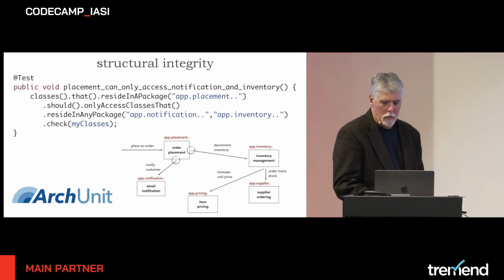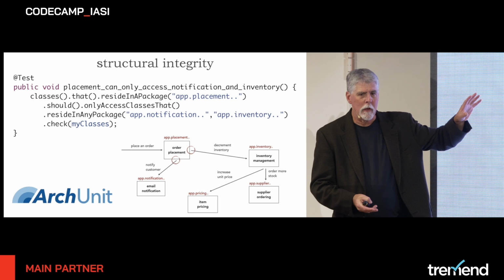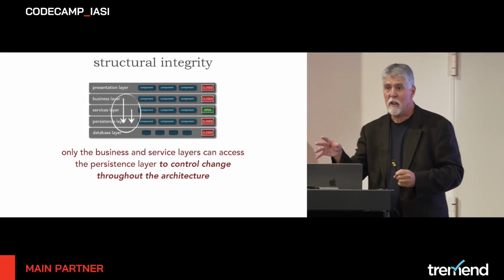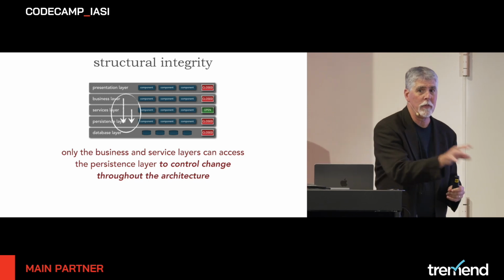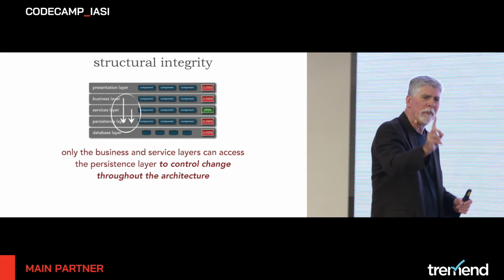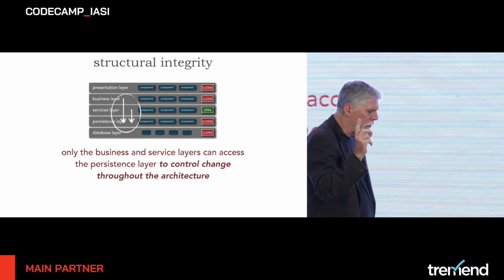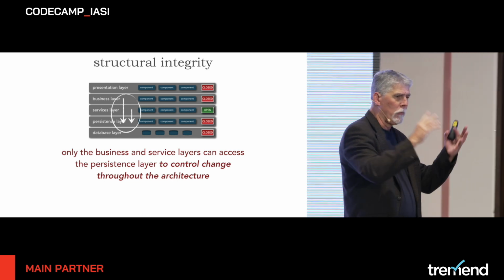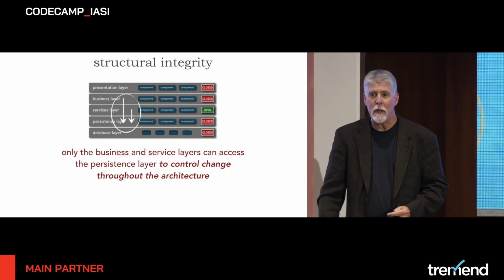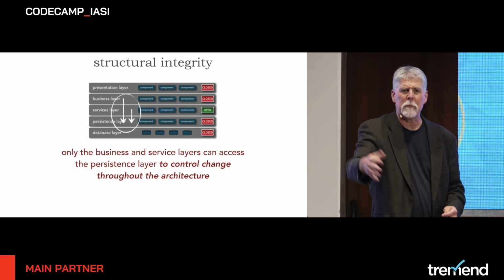Things like this. Let me back up one. Let me show you one more. Only the business and services layer can access the persistence layer. In other words, presentation can't talk directly to the database. What's the very first thing any user interface developer will do that's worth their weight in, or worth a grain of salt? Yeah, they're going to go directly to the database because it's faster. I'm not going to go through all that with layers. I'm just going to make my queries.